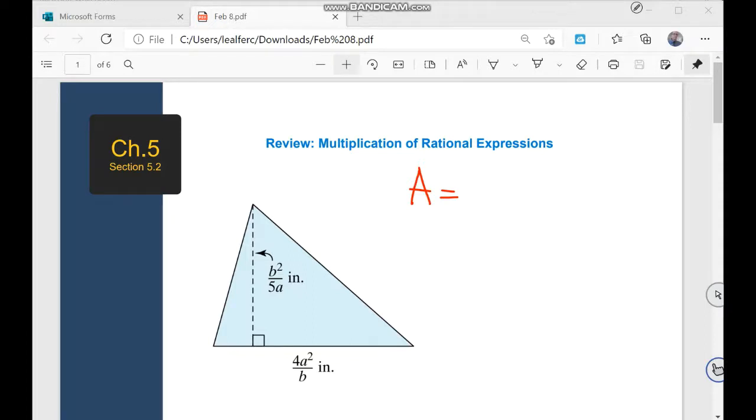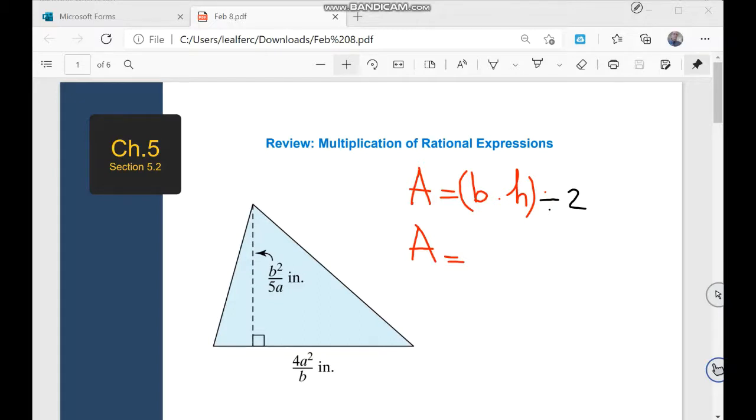Well, we have the base times the height divided by 2. Okay, this is the formula for the area of a triangle. Base times height divided by 2. How can you calculate it? Because the base and the height are represented by rational expressions.